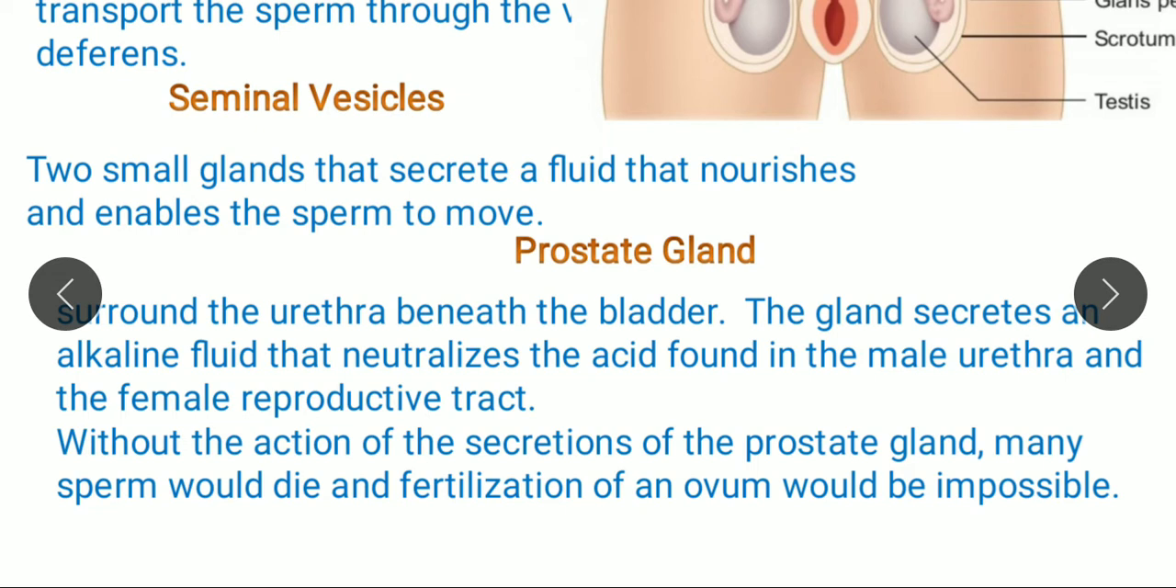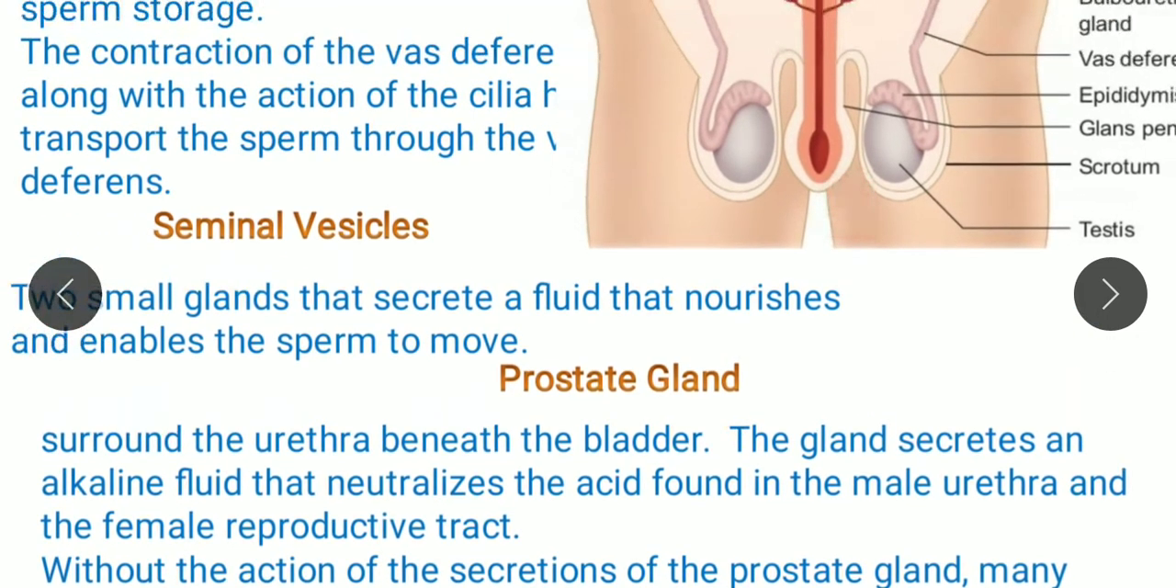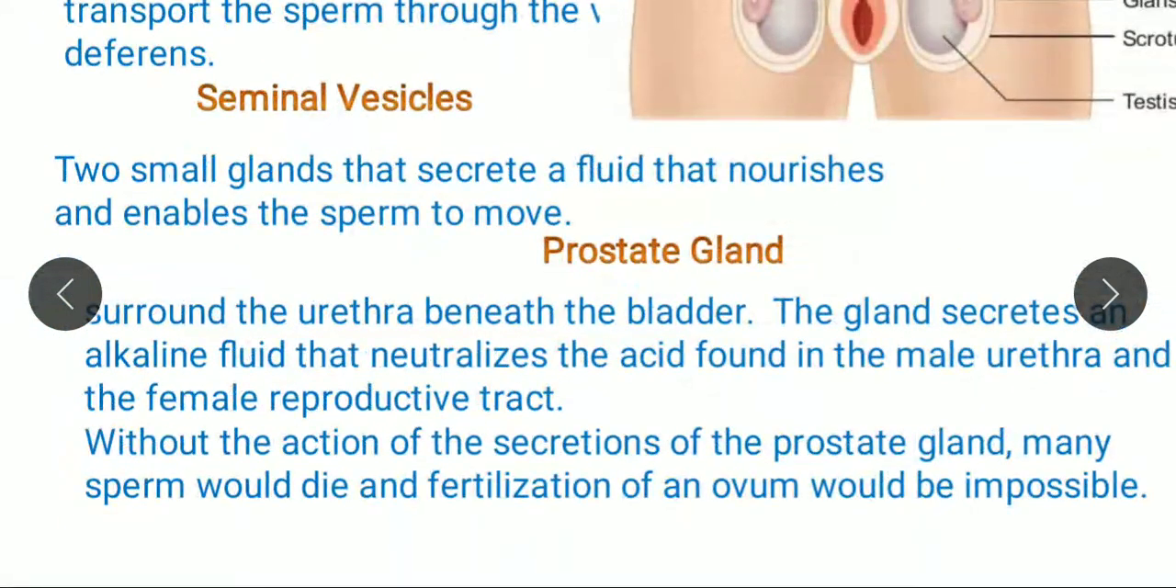The male and female genital tract is acidic in nature. When sperm move through the genital tract, the acidic conditions destroy the sperm, so the ovum could not be fertilized. So the prostate gland's secretion helps to neutralize the genital tract, making fertilization possible and sustaining the living condition of the sperm.